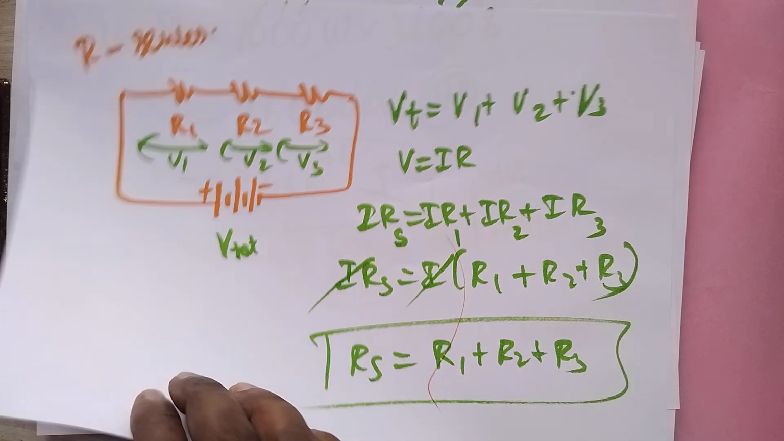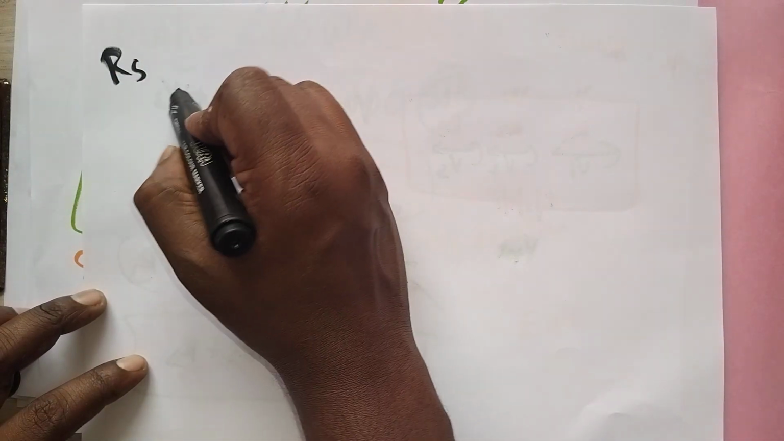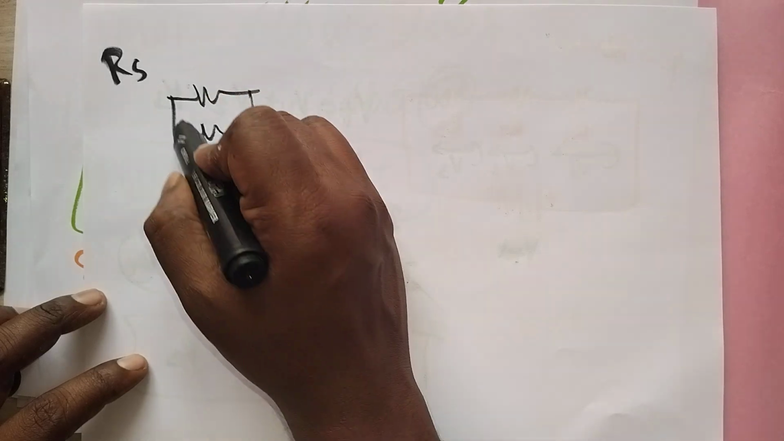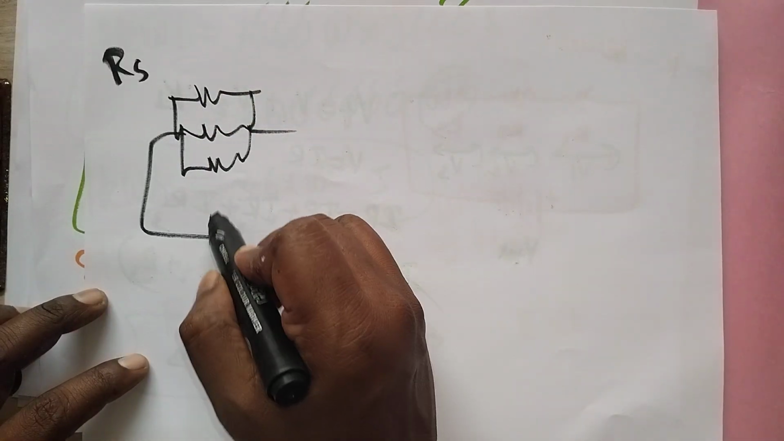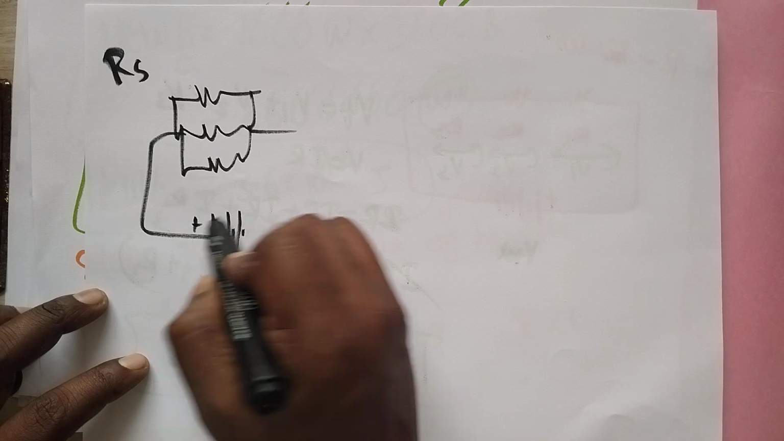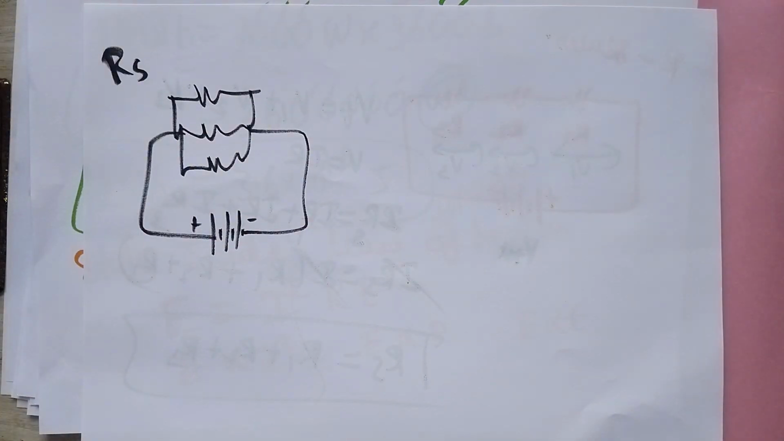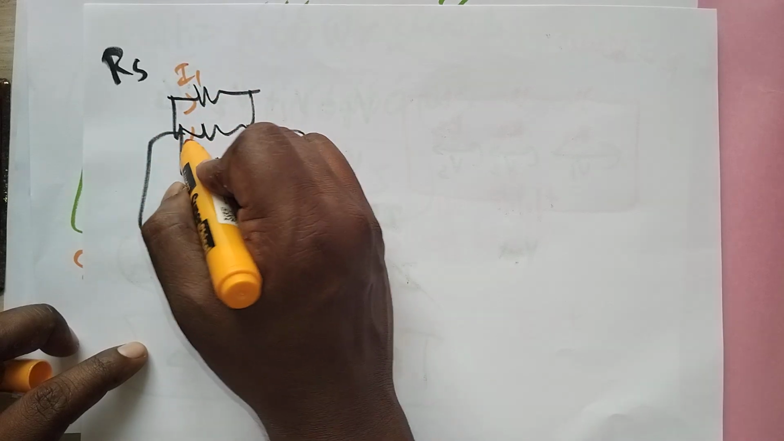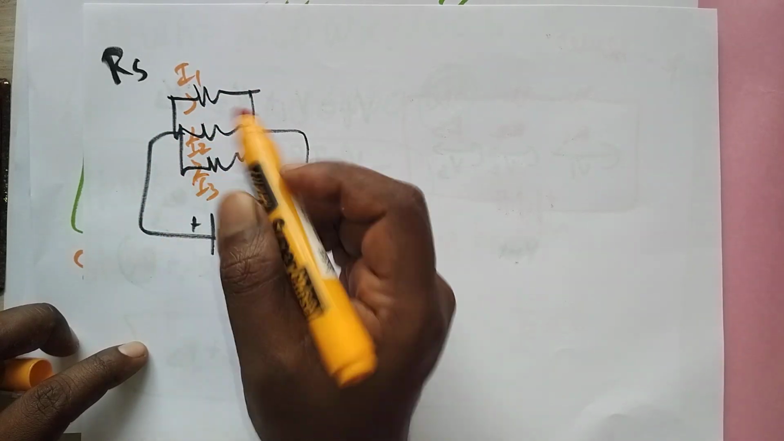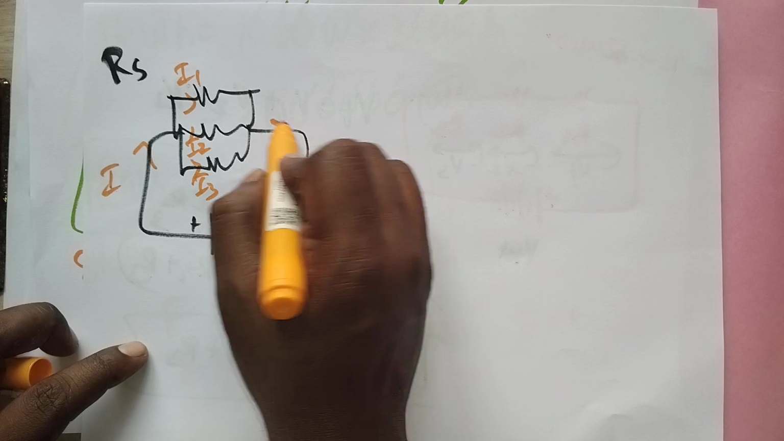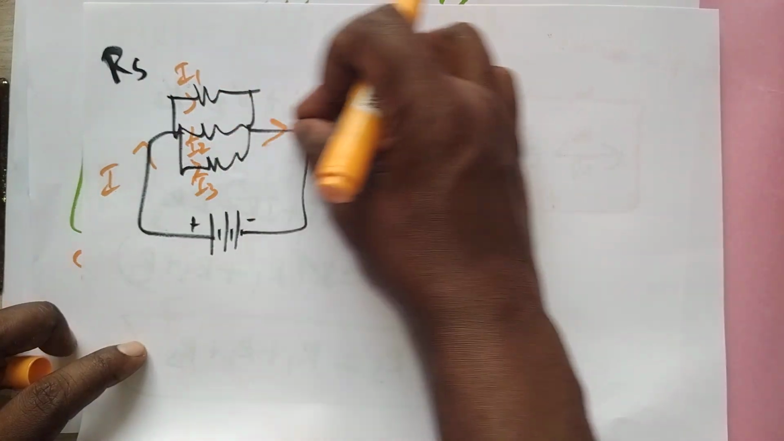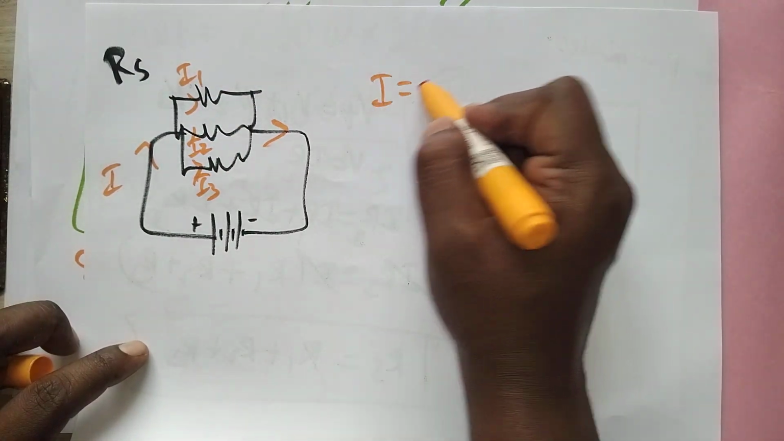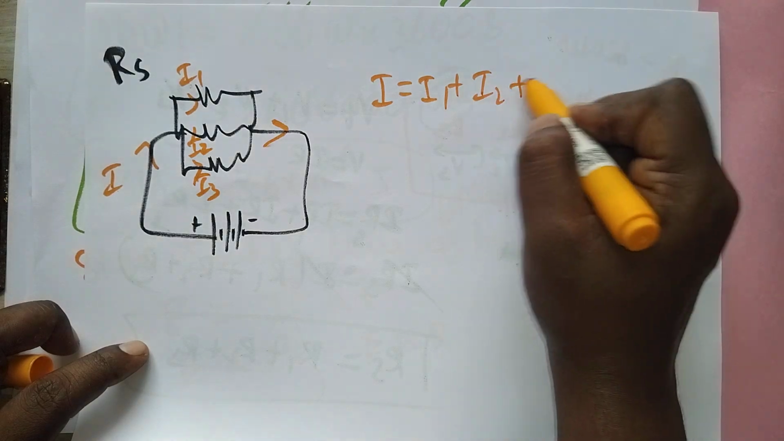Resistance in parallel, now voltage becomes constant. Okay, so 3 resistances in parallel. Voltage is constant, resistance is not constant. I applied the voltage. Voltage is not going to divide, current is going to divide. Here I1 current, here I2 current, here I3 current. Totally I current will flow, the same I current will come here. So all 3 currents will add, so total current is equal to I1 plus I2 plus I3.